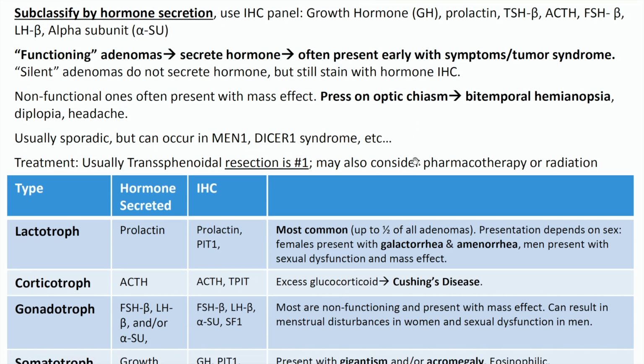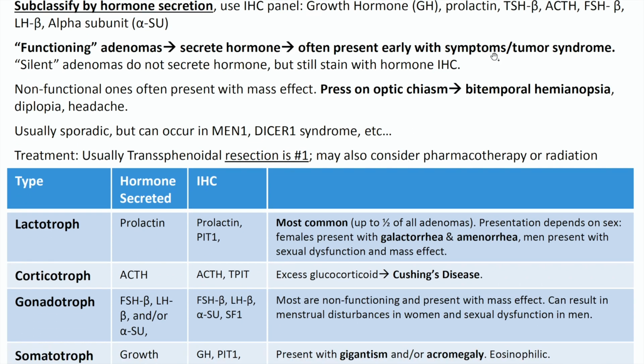So functioning adenomas secrete hormone, and they often present early with symptoms and a tumor syndrome. Silent adenomas do not secrete hormone, but they will stain with the hormone IHC. So non-functional ones often present with mass effect. So they press on the optic chiasm, causing bitemporal hemianopsia, diplopia, and headache. And usually they're sporadic, but they can occur in MEN1 and Dicer 1 syndrome. The treatment is usually transsphenoidal resection, which is the first choice, but you can also consider pharmacotherapy or radiation.